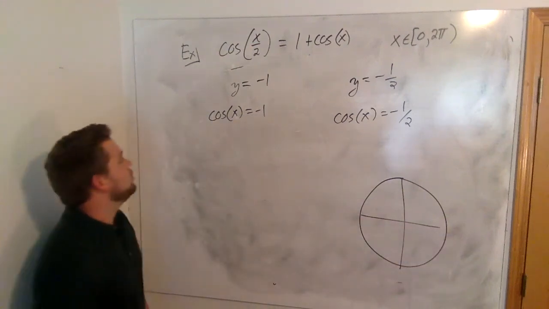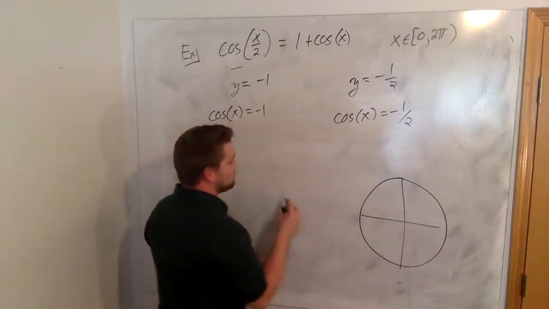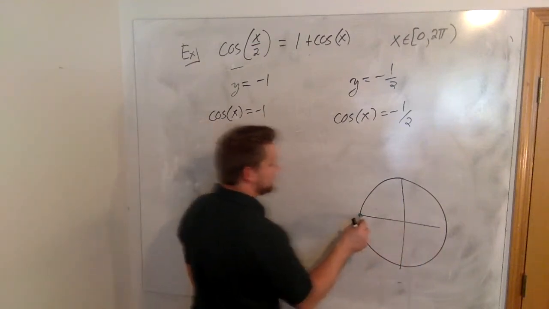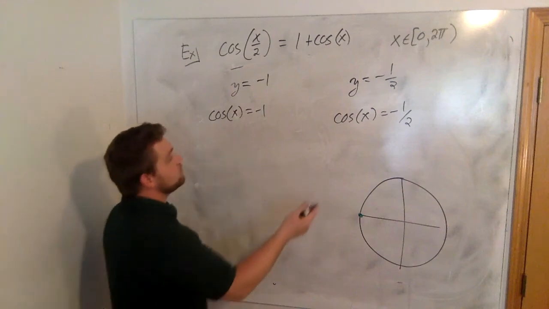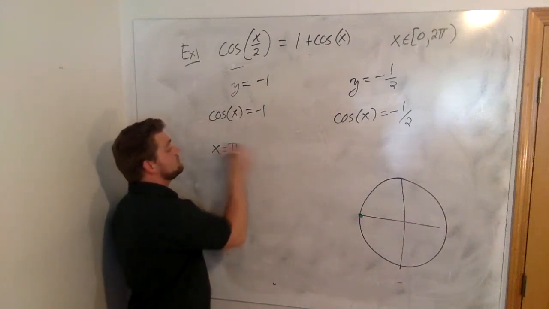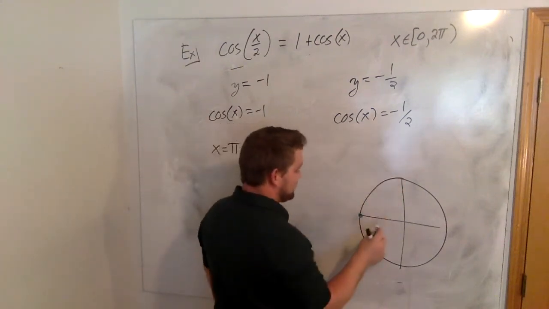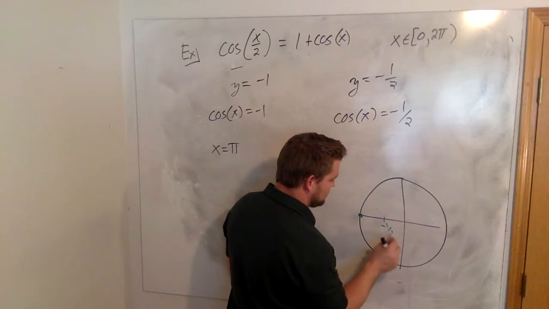Okay, so we want to know when cosine is equal to negative 1. Well, the only location where we have an x-coordinate of negative 1 is right here. So one solution between 0 and 2 pi will be x being equal to pi. Okay, we also need to figure out the location where the x-coordinate is negative 1/2. So here's negative 1/2.